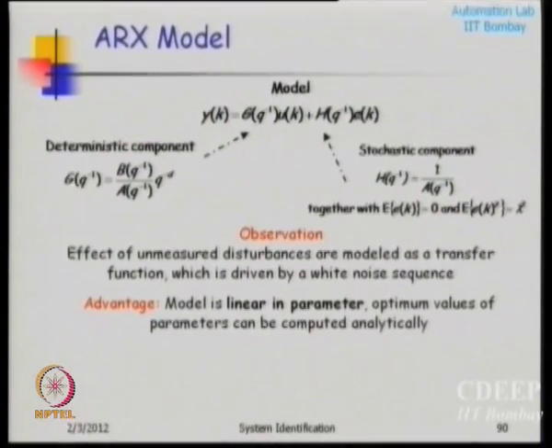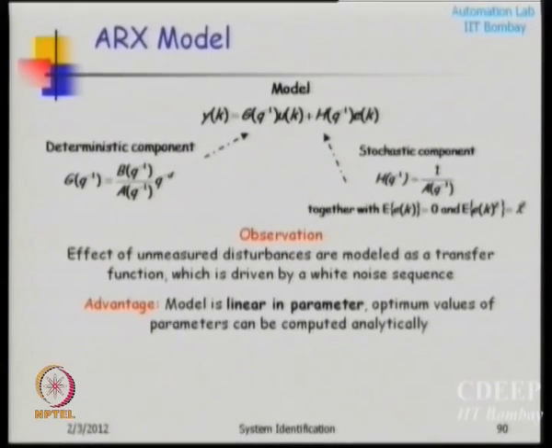So basically what has happened is that we have got a model which is linear in parameter model, and the effect of unmeasured disturbances has got modeled as a transfer function which is driven by white noise. We could obtain the values of this model using linear least squares, because in the ARX model, Y and U are known. In the OE model, if you remember, you had to do nonlinear optimization. X was not known. You had to guess X, you did not know X, you did not know V, you had all kinds of problems. And you did not know parameters.